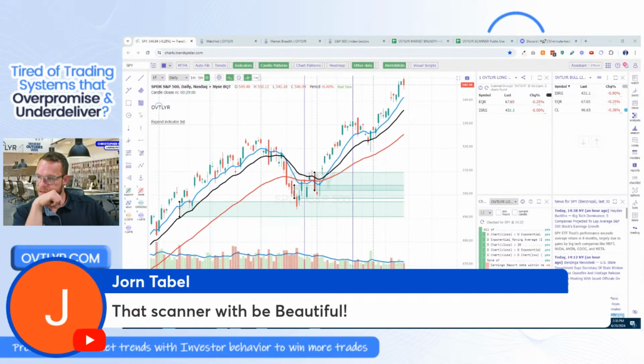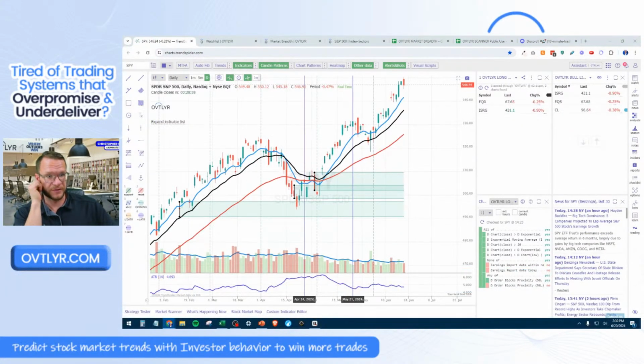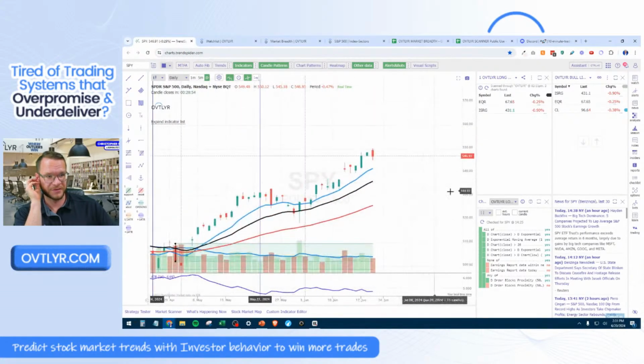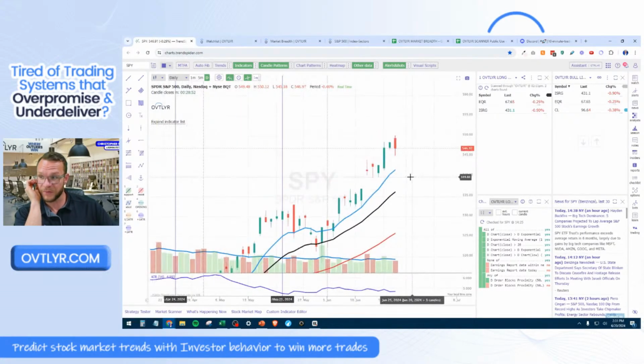Jorn says, a scanner will be beautiful. Yeah, dude. I didn't even realize they had that capability. We were talking about it yesterday, and Mahesh was describing it to me. I was like, bro, give me that now. How fast can I have that? Because I'm going to use that immediately. So hopefully that'll come soon.